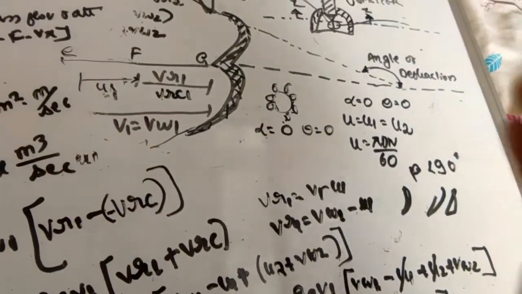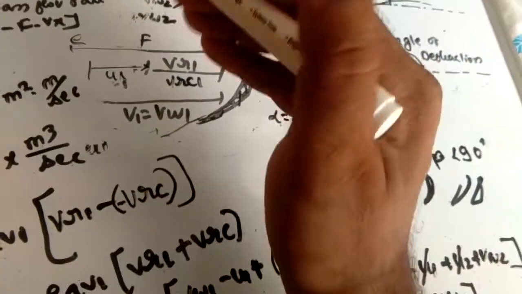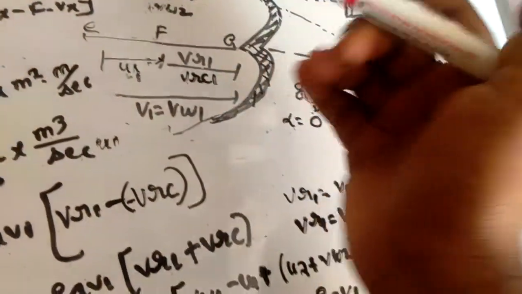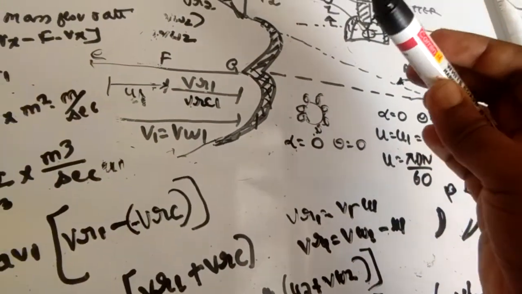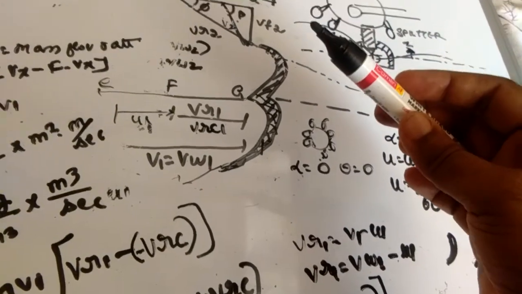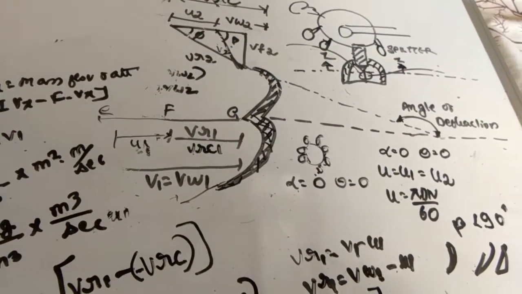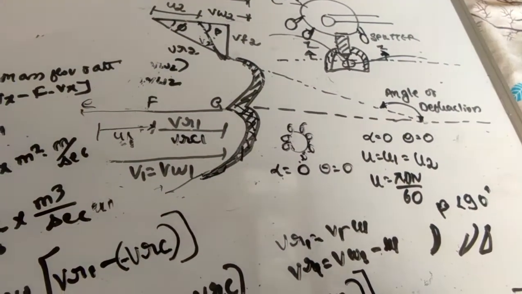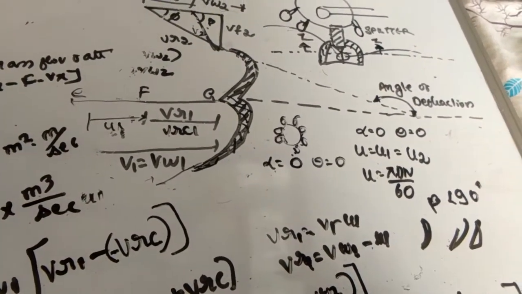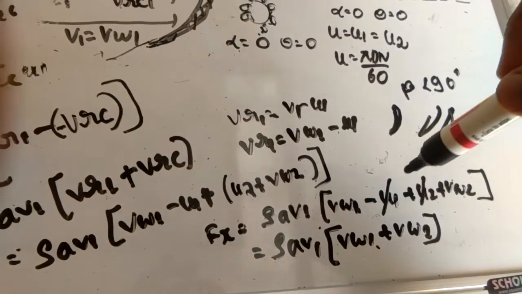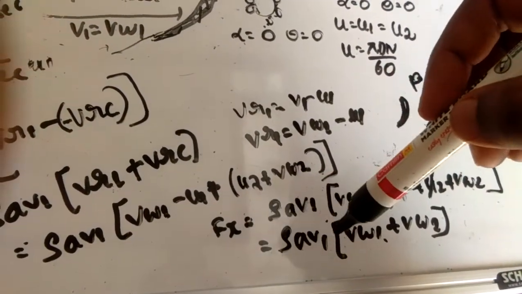Why? Because the plate is like this. When the water comes out from here, the angle it makes will always be less than 90 degrees, not 90 degrees and not more than 90 degrees. So that is why it comes out positive. Fx is equal to rho a V1.